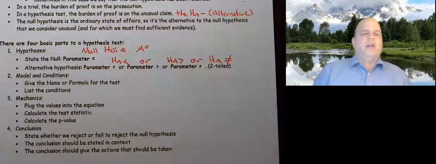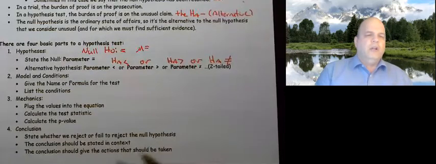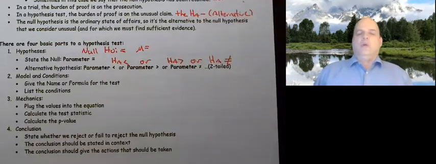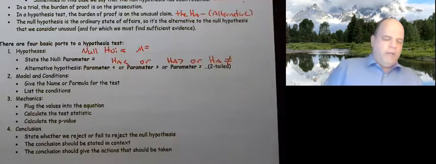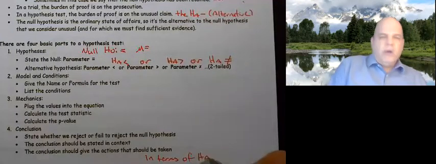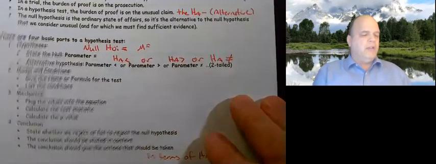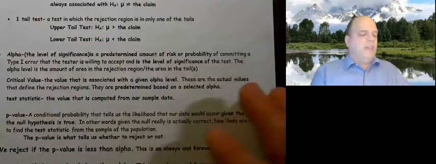So then we get to our conclusion part, and we're going to say whether we reject or fail to reject the null. We always need to state it in context, and the conclusion should tell us what we're going to do, all right? And that will be in terms of the alternative, so that would be in terms of HA. Now, we are going to have a template on what to write, so it's not that big of a deal, but you need to practice that.